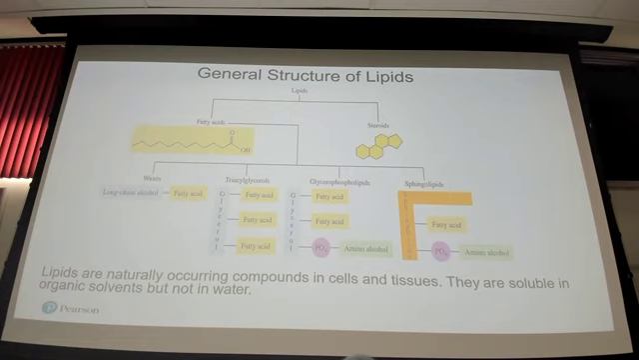So here are again the general structure types of lipids. You have the fatty acid here. Fatty acids are contained in waxes. We didn't talk about waxes, but they're also contained in triglycerides, glycerophospholipids, sphingolipids, and then you have steroids, which have a completely different structure. Any questions about the different structures of lipids?